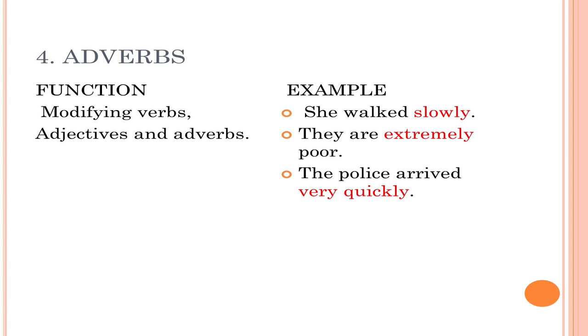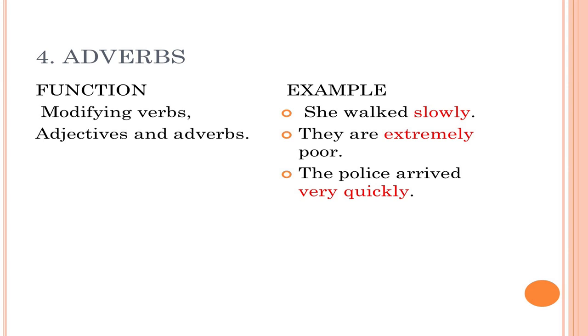Adverb of manner. Example number 2. They are extremely poor. Here, the word extremely is an adverb and it's qualifying the adjective poor, telling us the extent, the degree to which they are poor. So we can say extremely here is an adverb of degree. It tells us the extent to which these people are poor. They are extremely poor.